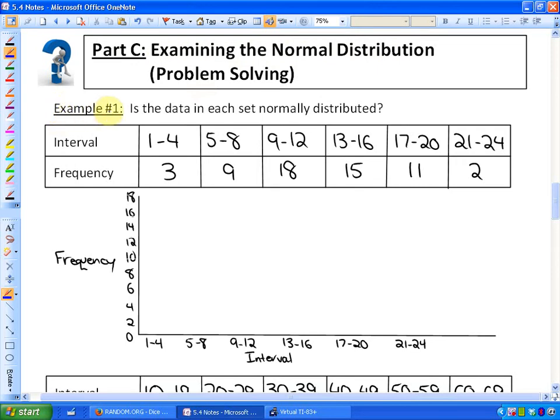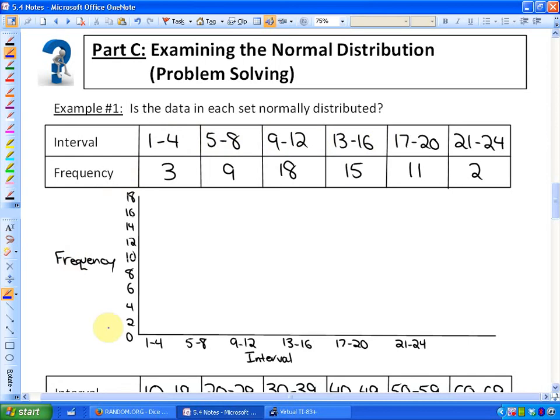There are 3 examples here, and it just says, is the data in each set normally distributed? We've got intervals here, so I don't know what data this is collecting, but this will get you a sense of what normal distribution may look like. Interval between 1 and 4, 5 and 8, 9 and 12, 13 to 16, and we have the frequencies.